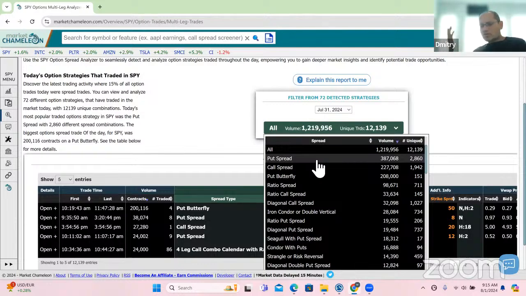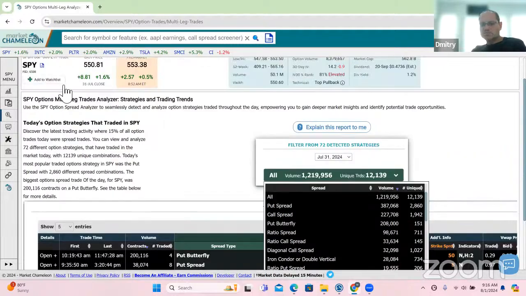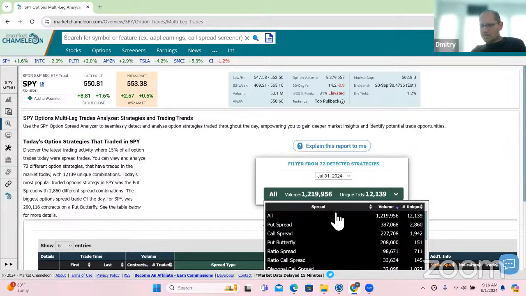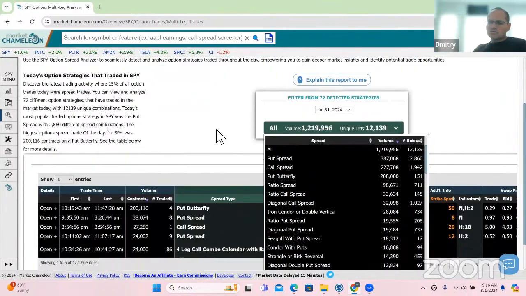So there's not just one put spread combination in SPY. You're not limited to that, right? It's not like a stock. In SPY, there's only one stock. But in options, we know that you could have many different put spread combinations. So that's what this is over here, the unique combinations in put spreads: 2,860 different unique put spread combinations traded in SPY.